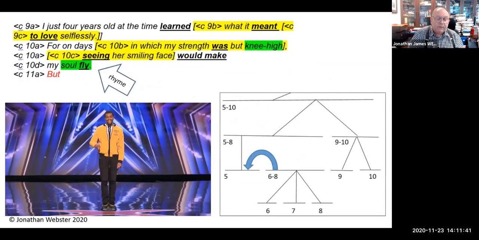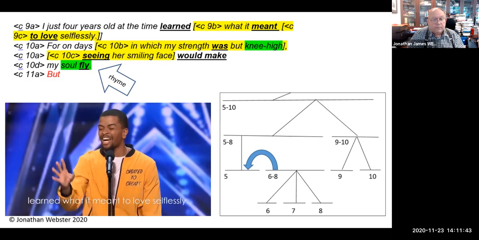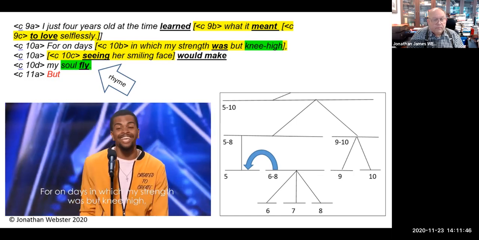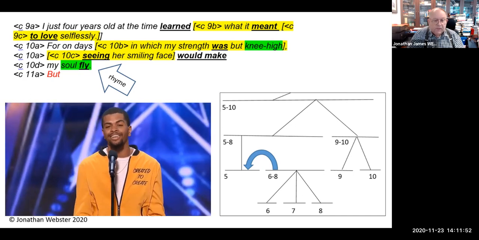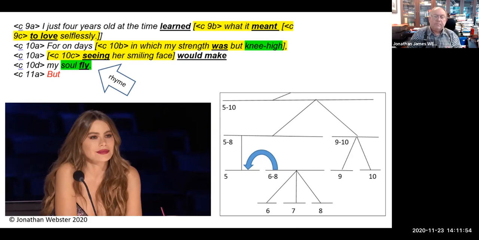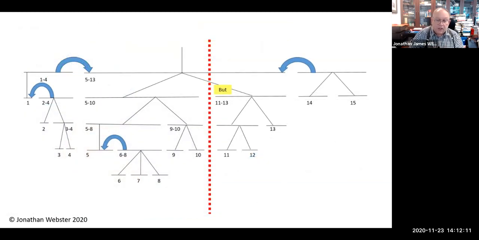Sentences 9 through 10. I, just 4 years old at the time, learned what it meant to love selflessly, for on days in which my strength was but knee-high, seeing her smiling face would make my soul fly, but. But notice that there's something coming. But, and then followed by that pause. Now, so far we've had rather simple clauses and rhyme, and now but. And then let's see what happens with going on sentences. Carry on from 11. That but sort of signals a break within the poem, in his performance.